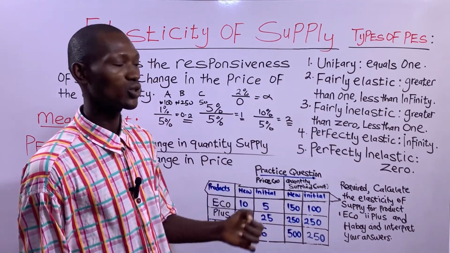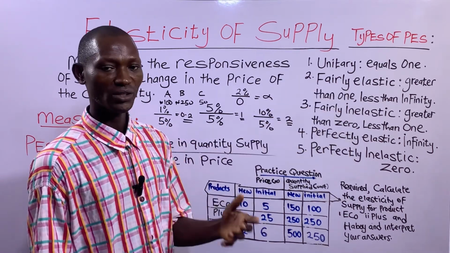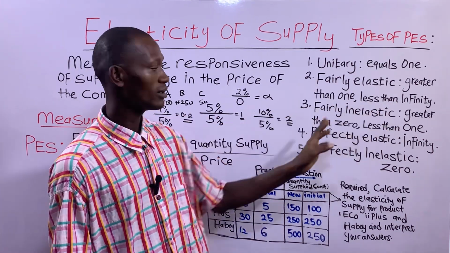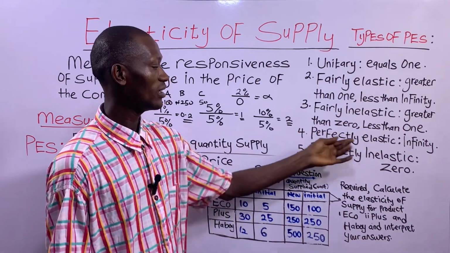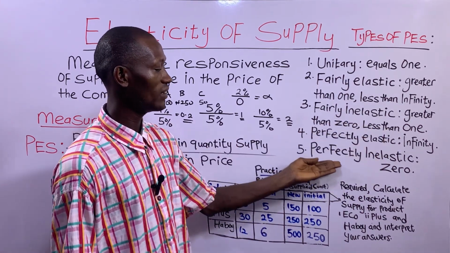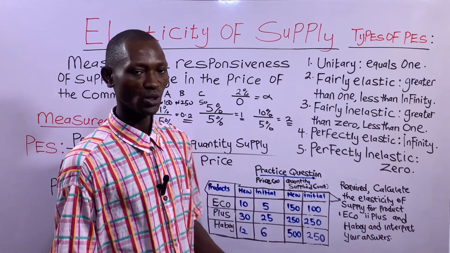So these are the types of price elasticity of supply. Unitary is equal to 1. Fairly elastic is greater than 1 but less than infinity. Fairly inelastic, greater than 0 but less than 1. Perfectly elastic, infinity. Then perfectly inelastic, that is 0.